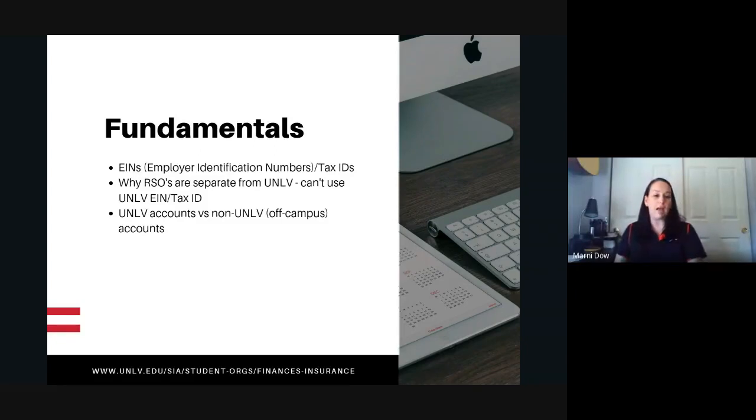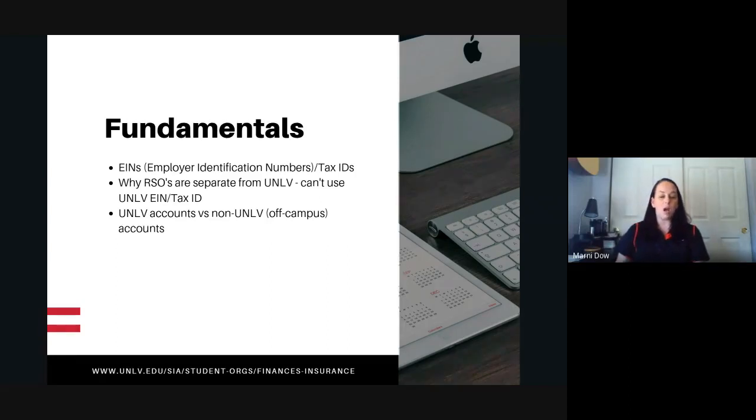Also, I wanted to remind you all that in the definition for a student organization, an RSO, that UNLV RSOs are considered separate entities from the institution. They're not extensions of UNLV, which means that they don't have access to the university's EIN or tax ID number or tax exempt status. So that's really important to remember. We can't just provide UNLV's EIN number to our student organizations whenever they need one.